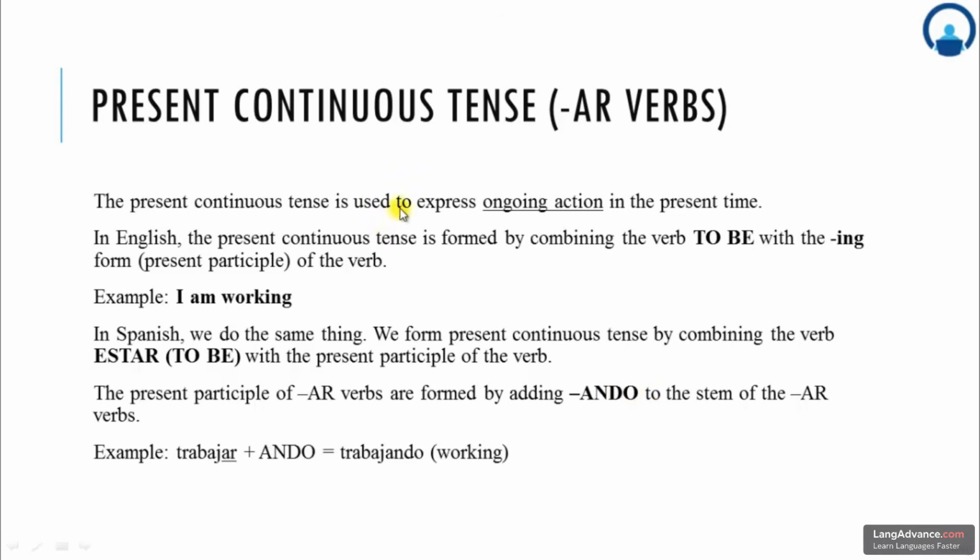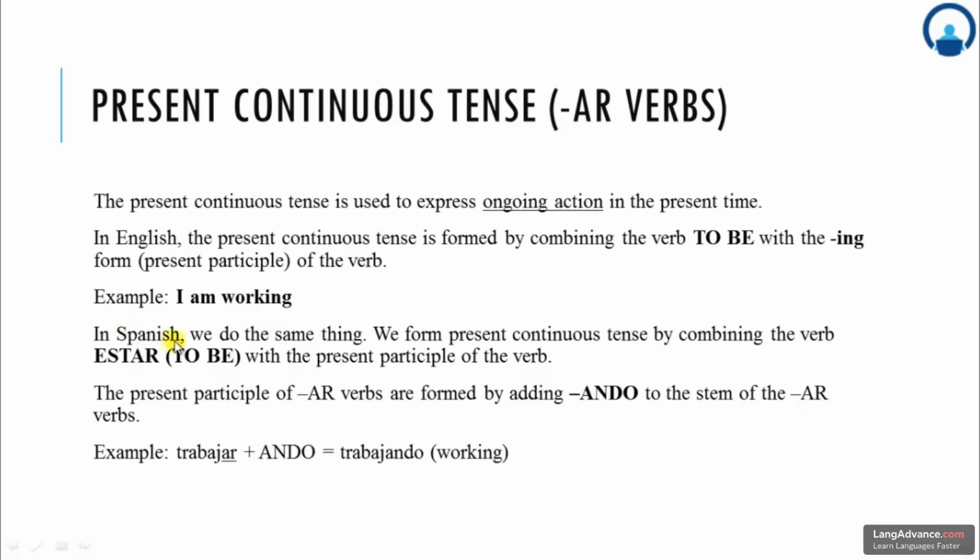The present continuous tense is used to express the ongoing action in the present time. That is generally what the definition means, and also you must be knowing it very well. In English, the present continuous tense is formed by combining the verb to be with the ing form of the verb. For example, I am working. Your am is the conjugation of to be, and it is combined with the ing verb. Verb is work and the ing part of the work.